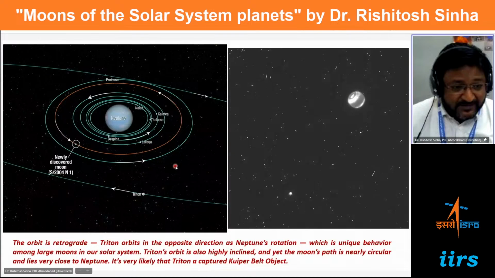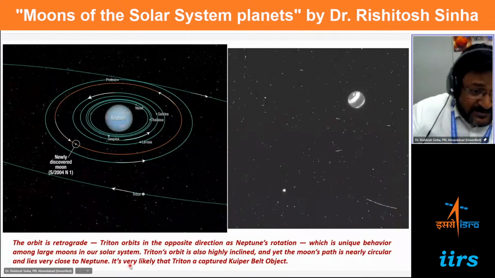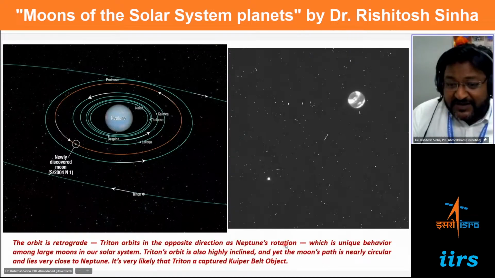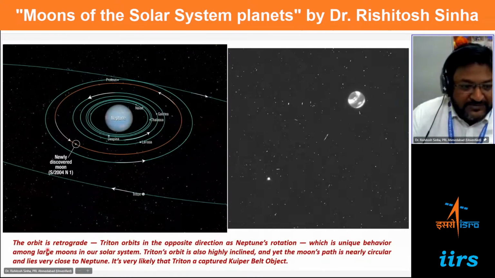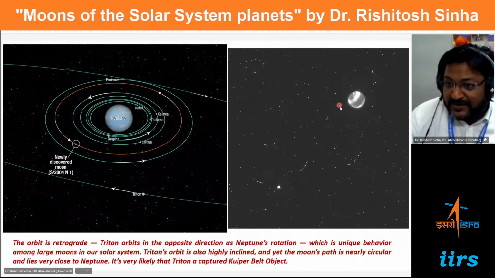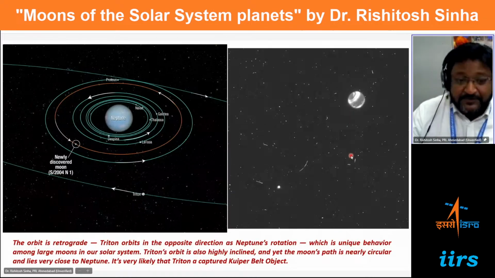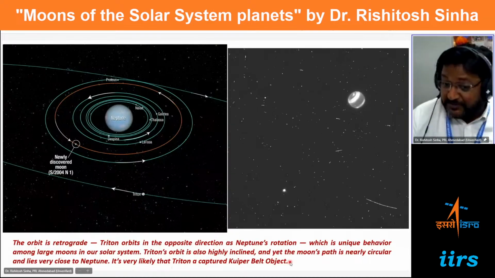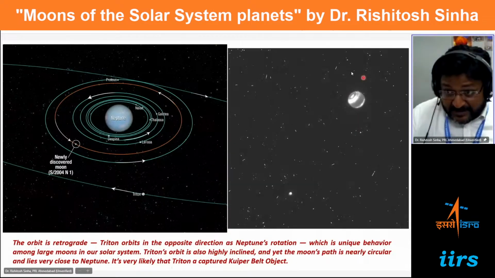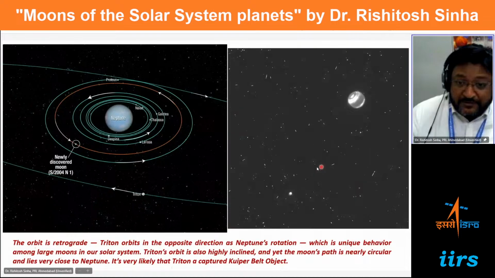Another moon is Triton, which is of Neptune, and one special aspect of this moon is that its orbit is retrograde. It means it doesn't revolve in the way the planetary body is rotating. It is going in the opposite direction. Based on that, it is proposed that Triton could be a captured Kuiper belt object, because not all the moons have formed the way our moon has formed. Some are captured as well. So it is proposed that Triton could be a captured moon of Neptune.